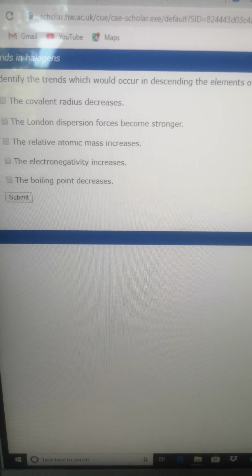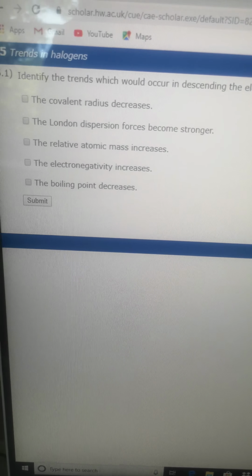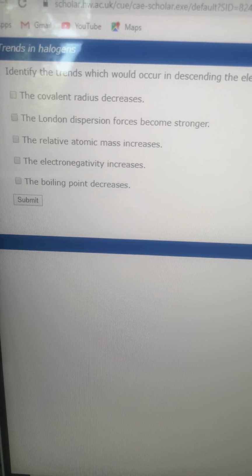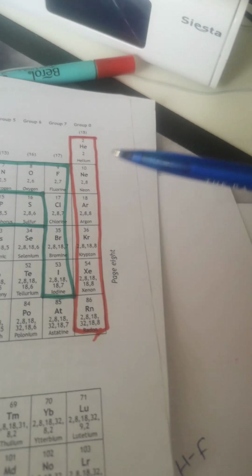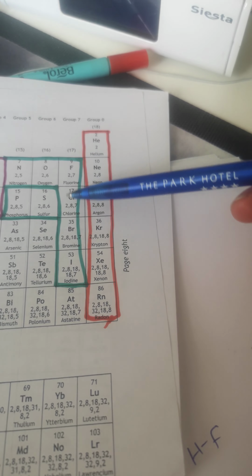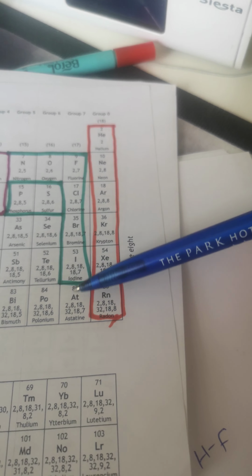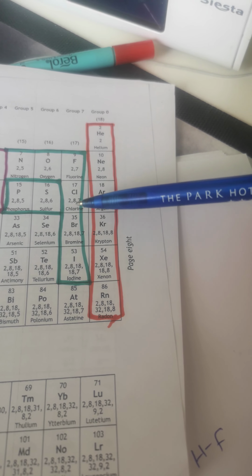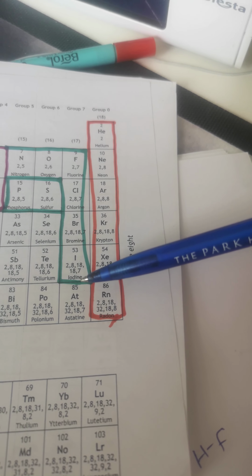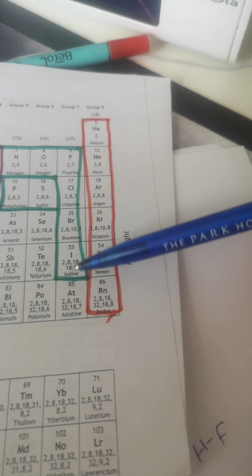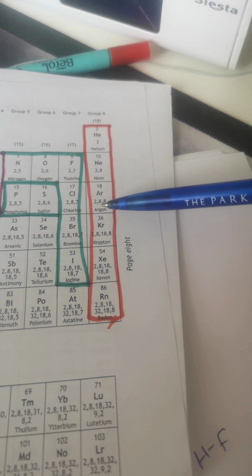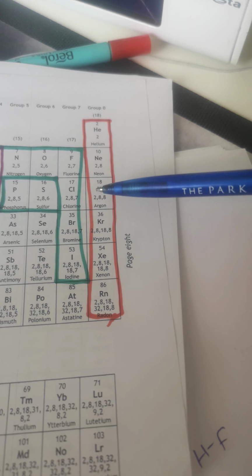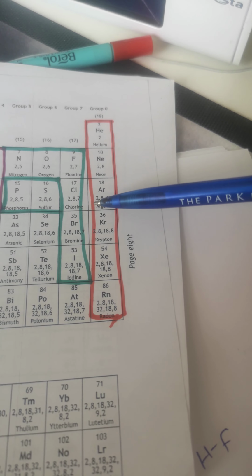And then lastly, the boiling point decreases. Well, boiling points and melting points are affected by your intermolecular forces. Thinking about group 7, your halogens, they're all non-polar, so they would have London dispersion forces between the molecules. So if you wanted to melt or boil any of these molecules, you're only trying to break London dispersion forces.